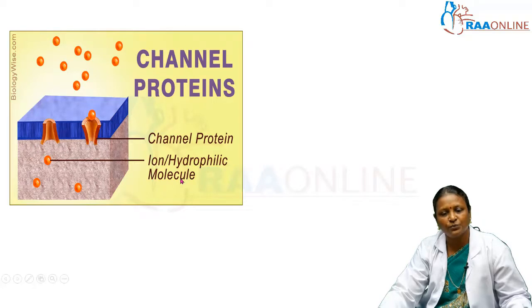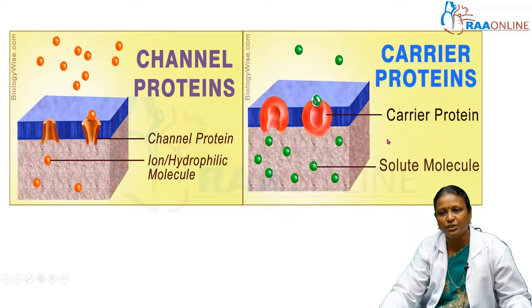Coming to the channel proteins, they are the ones which will allow movement of ions or hydrophilic molecules, whereas the carrier proteins are the ones which will allow the solute molecules of large molecular size. The channel proteins are just a passage, whereas the carrier protein has a binding site for the transported material or the transporting molecule.